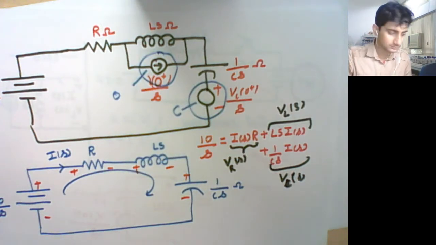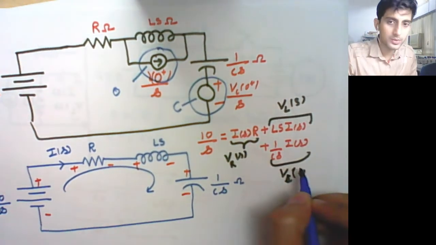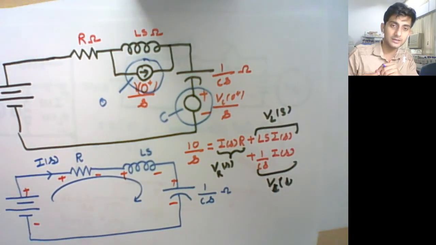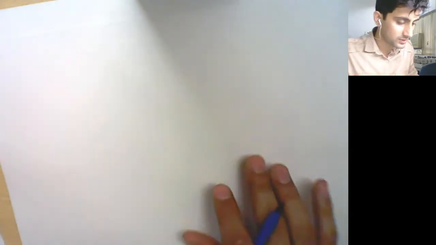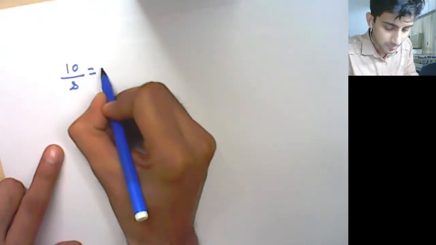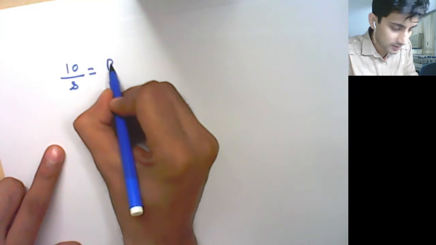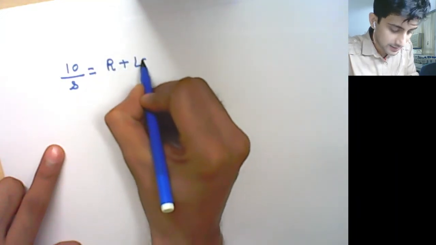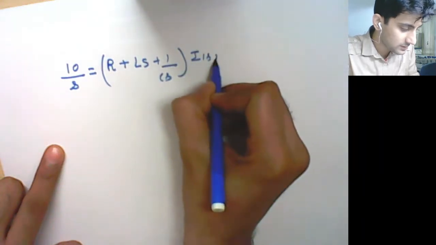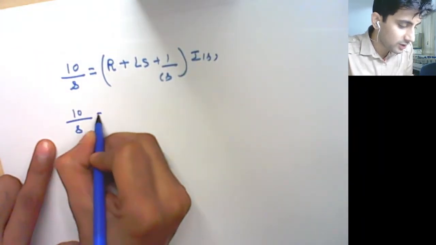Is it fine? So now you can solve this equation. We again got the same equation that we got last time after doing so much. We got this equation: 10 by S is equal to, you can take a few things common from here, R plus LS plus 1 upon CS into IS. And you can now put the value of R, L and C.